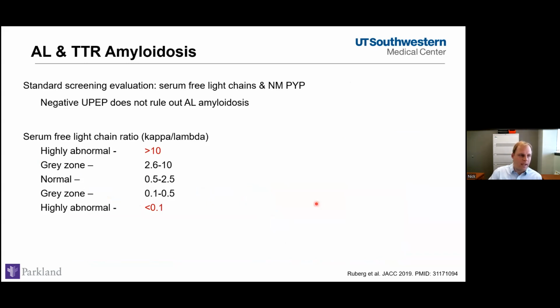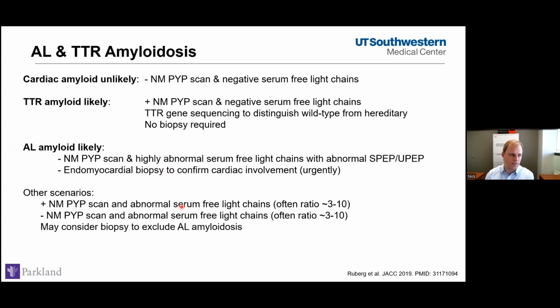How do we screen for AL and TTR amyloid? So again, the screening process is really centered around free light chains and a nuclear medicine PYP scan. I would highlight that a urine UPEP does not rule out AL amyloid, so I would not bank upon that. And really, the serum free light chain ratio is really helpful for our patients with AL amyloid. And you can see the representative normal, kind of gray zone, and highly abnormal. And certainly for patients that fall within these highly abnormal ranges, we are biopsying our patients within a matter of days at our center to try and get the diagnosis confirmed to start treatment for those patients.